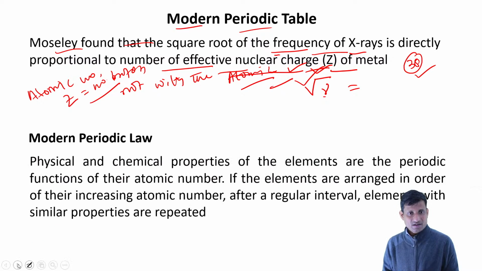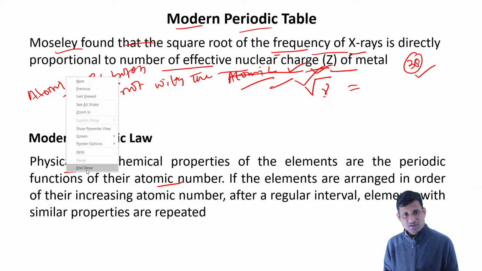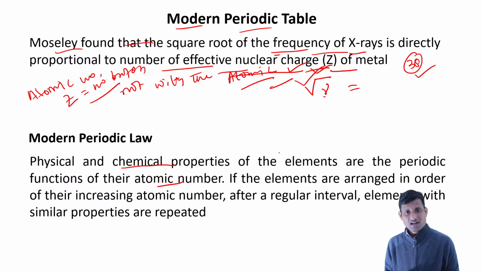And then in the modern periodic table, we arrange all the elements in terms of their atomic number, not the atomic weight. So in the modern periodic table, the physical and chemical properties of the elements are a periodic function of their atomic number. Not the atomic weight. We'll see again that if we did it the other way, we would encounter many limitations.